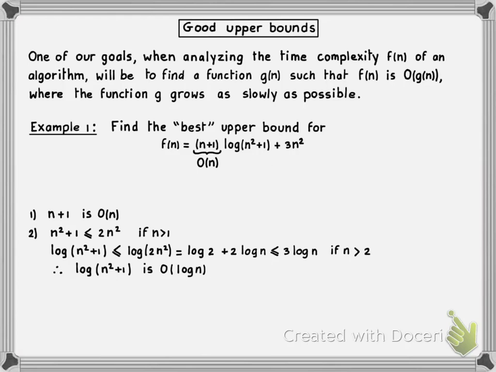Let's record that up here in our definition of f of n. Next, we can use theorem 2 again to upper bound the product of this function f1 with this function f2, which are respectively upper bounded by g1 and g2. So step 3 simply infers that n plus 1 times the log of n squared plus 1 is upper bounded by the product of n and log n. In other words, this function is big O of n log n.